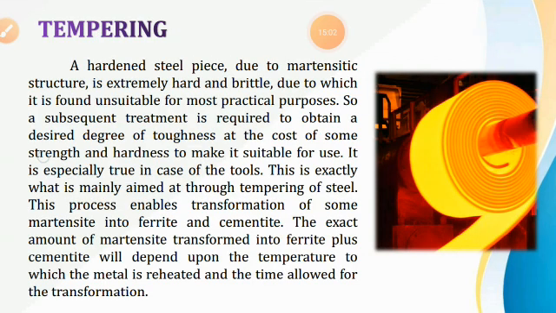The next one is tempering. A hardened steel piece, due to the martensite structure, is extremely hard and brittle, due to which it is found unsuitable for most practical purposes. So a subsequent treatment is required to obtain the desired degree of toughness, at the cost of some strength and hardness, to make it suitable for use.